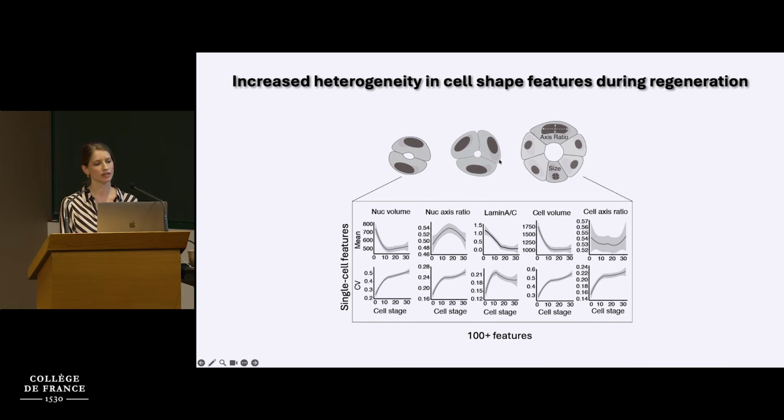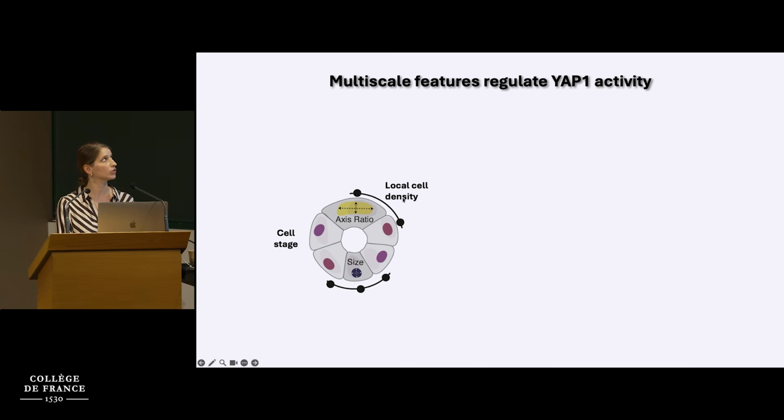So, suggesting that with regenerative time, a lot of cell shape features actually become more heterogeneous. And using now four central parameters, which were local cell density, axis ratio, size, and cell stage, we then generated a statistical model where we could also explain up to 40% of the observed YAP variance. So really showing that these four features already explain quite a lot of the YAP signal that we see.